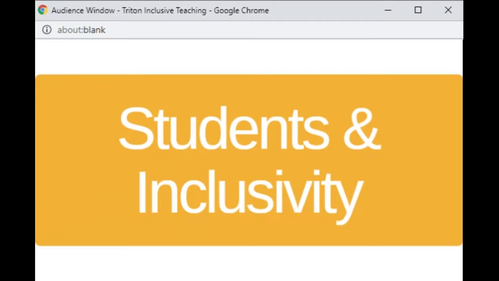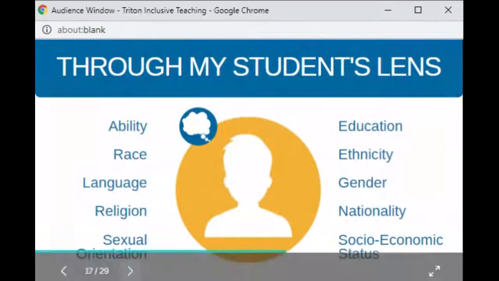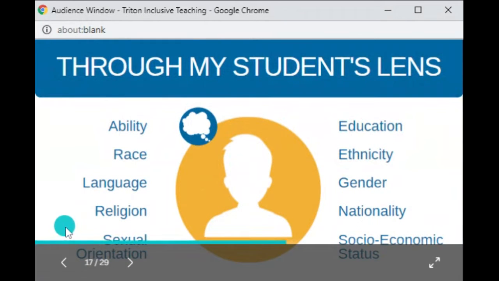Now we're going to shift our focus slightly to getting to know our students in addition to getting to know ourselves. And we're going to do some more active chatting in this section. I'm just going to give you a heads up that that's going to happen. So next we want to think through the lens of my students.